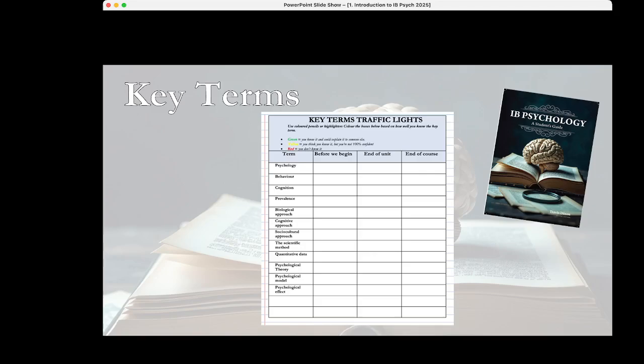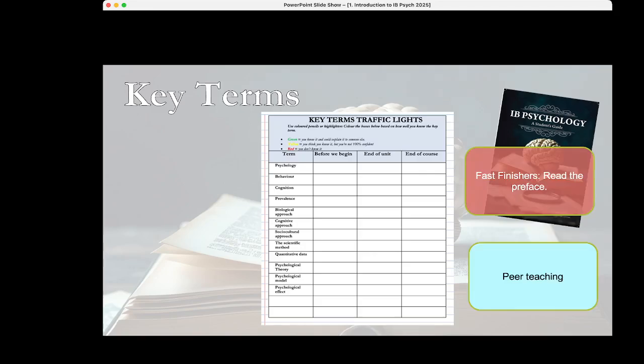I start every unit with the key terms traffic lights. I've got colored pencils at the front of my class. They can use highlighters. It's not a coloring in competition, I have to remind them. It's just a quick visual of, hey look, this is what we're going to know by the end of this unit. The key terms are really the building blocks of knowledge that we need.